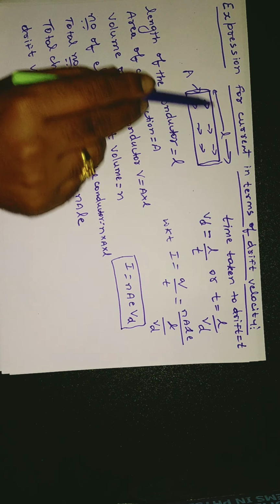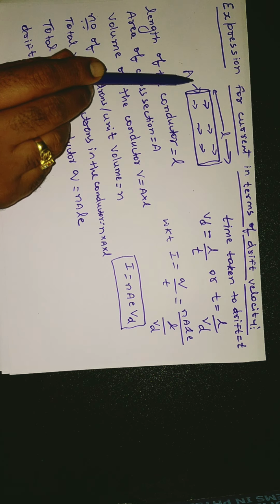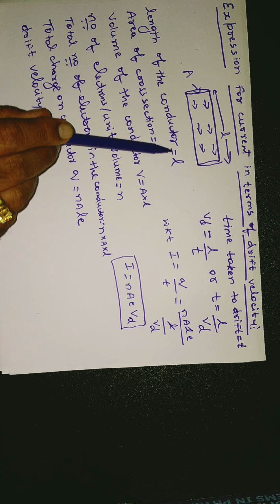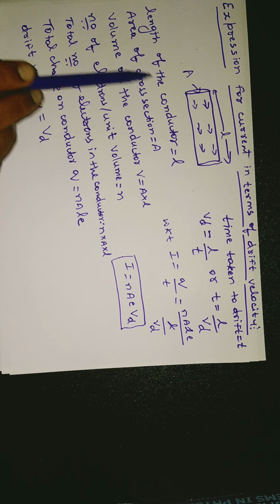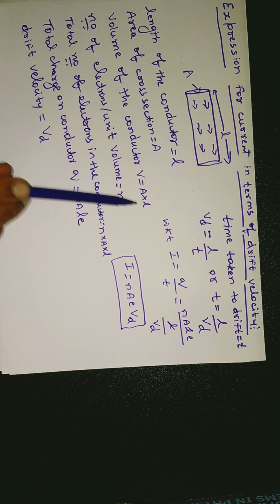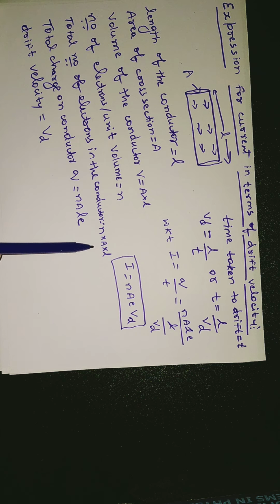So first we considered a conductor of some length L, with area of cross section A. The volume of the conductor will be A into L. Let us suppose the number of free electrons per unit volume of the conductor is N. So the total number of electrons in the conductor is N into A into L. The charge on each electron we have called E, so the total charge of the conductor, Q, is N into A into L into E.